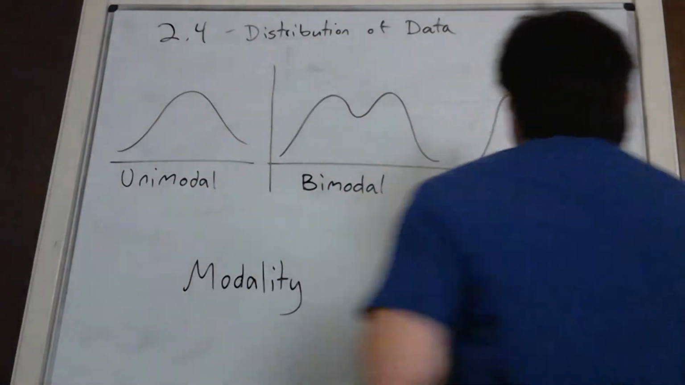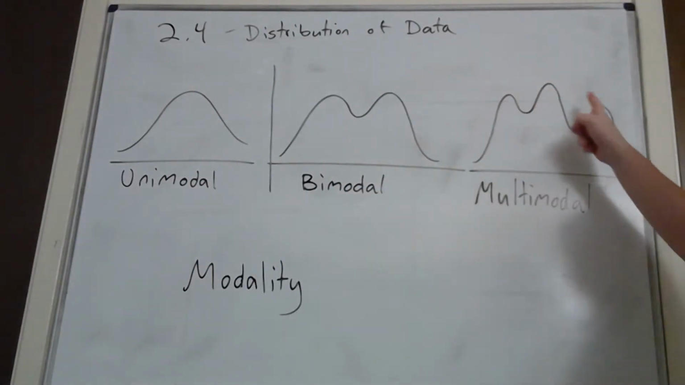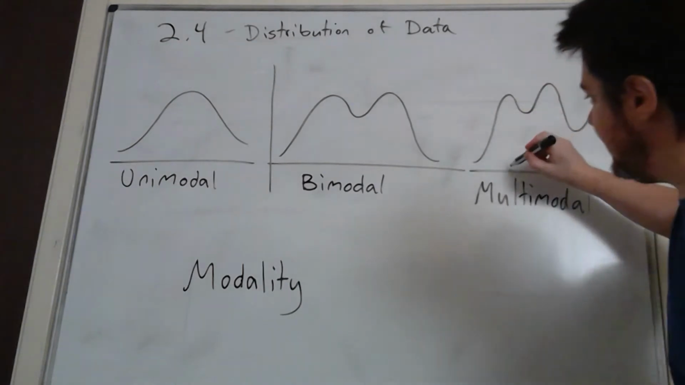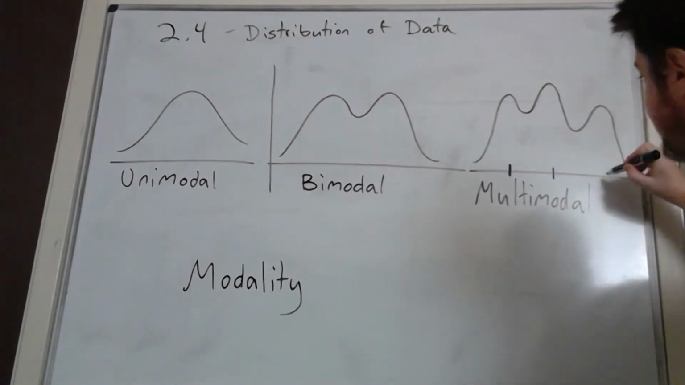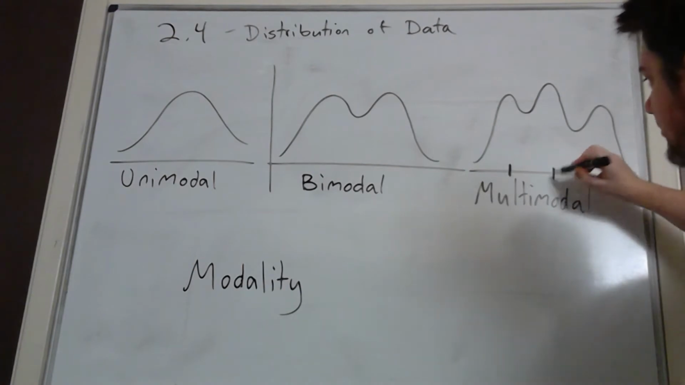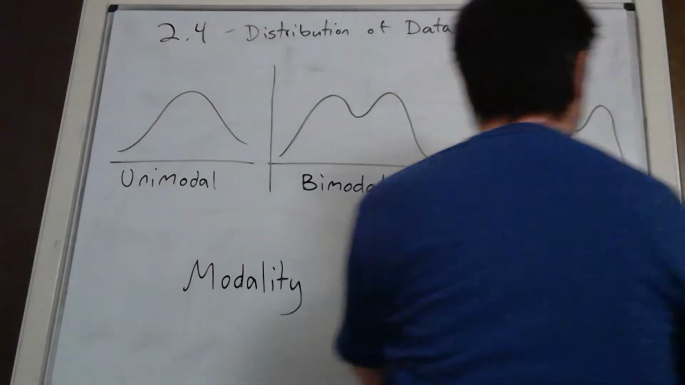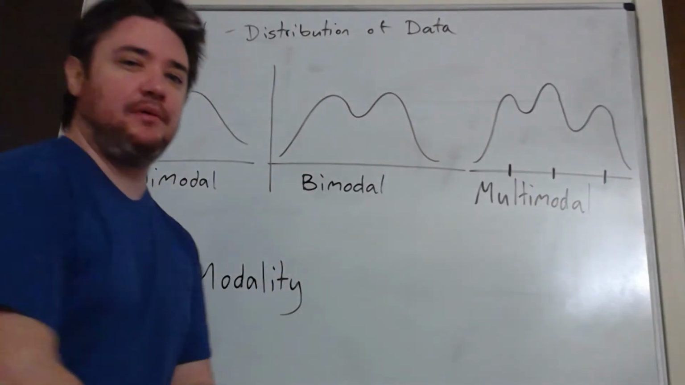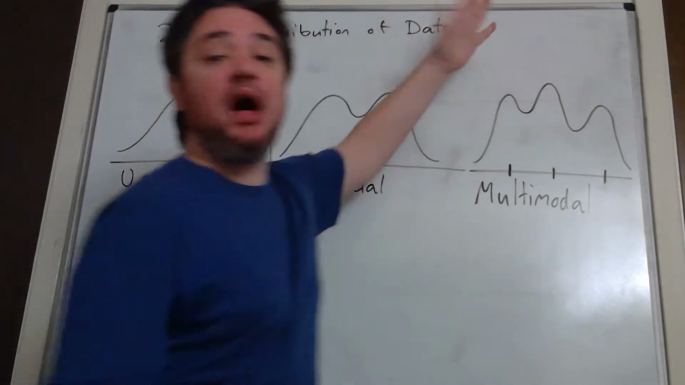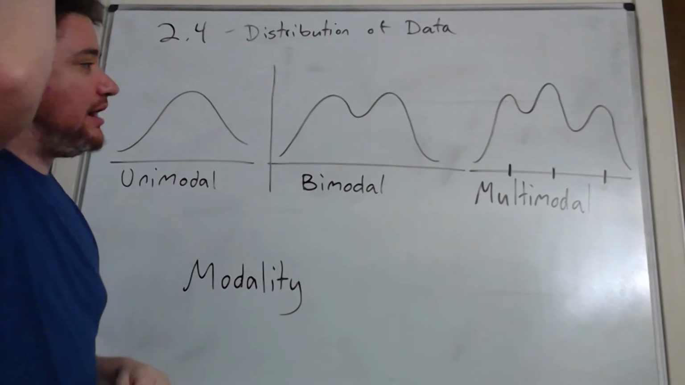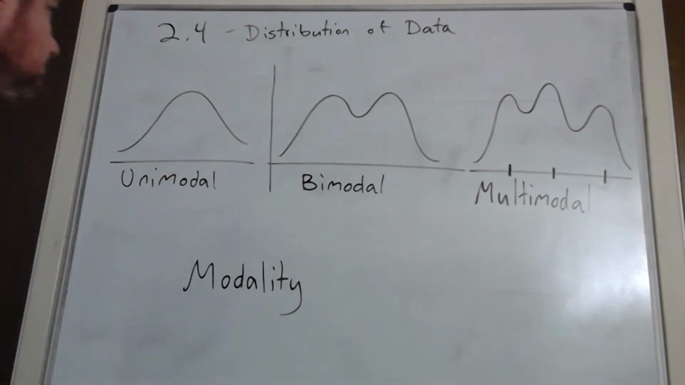All right. This is multimodal because I see 1, 2, 3 peaks. So whatever this data value is, whatever this data value is, and whatever this data value is, are the three most common ones. And then in between there, a little bit less common, appears a little bit less frequently. Notice the peaks are not all exactly the same height. That's okay. We still call that guy multimodal.